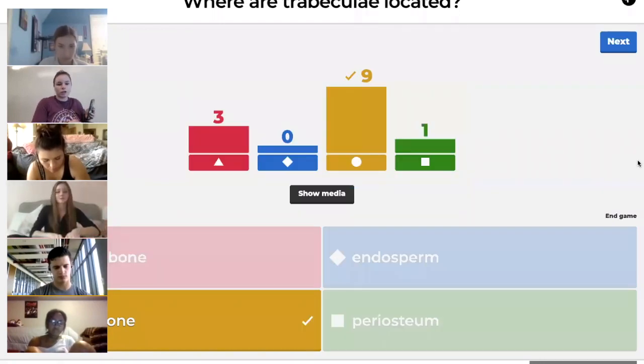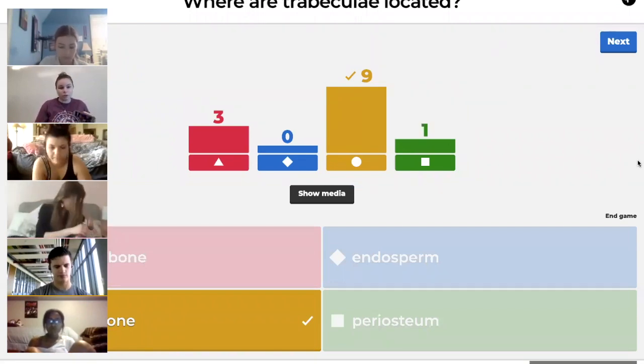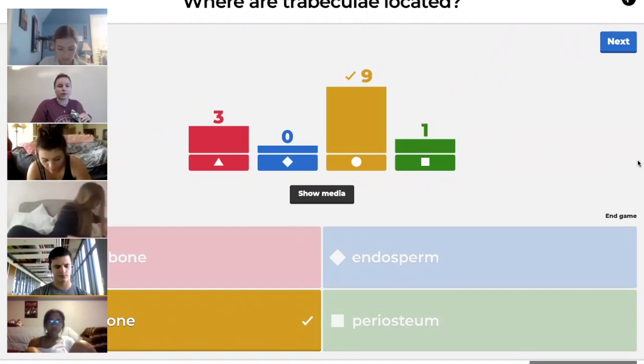Okay, cool. In the spongy bone, okay, so the periosteum is around the outside of the bone. Okay, so that's not what we're talking about. And then compact bone is more of a protective layer.